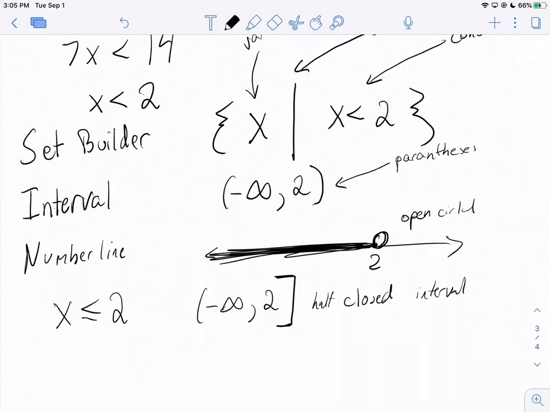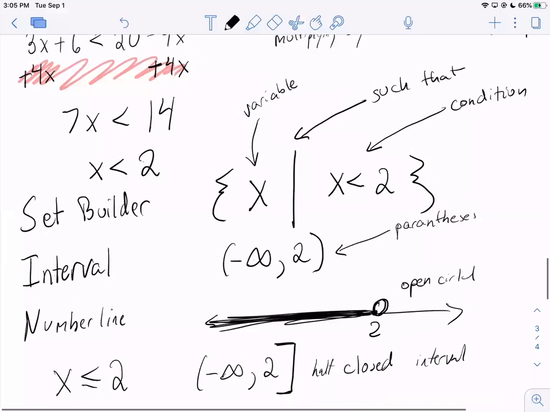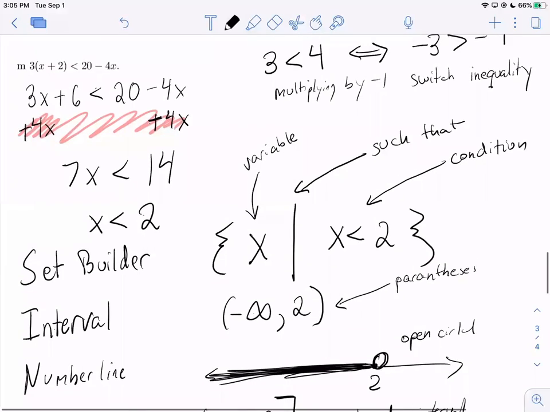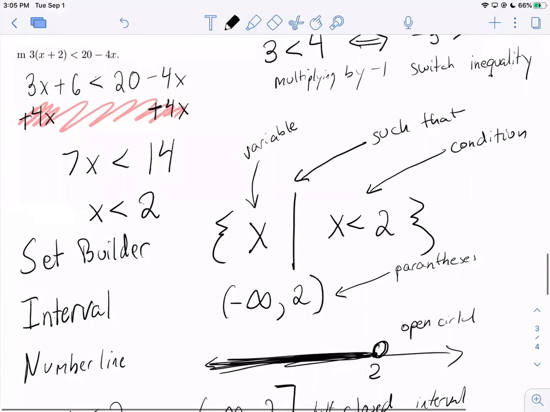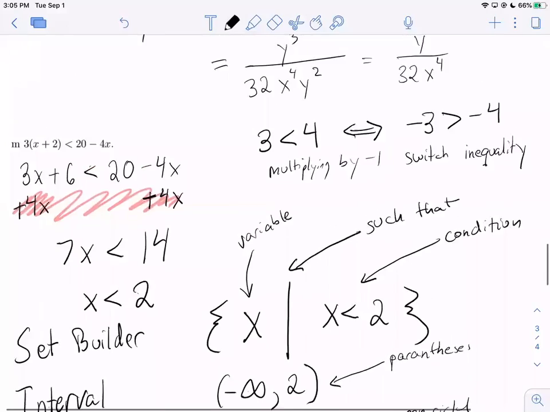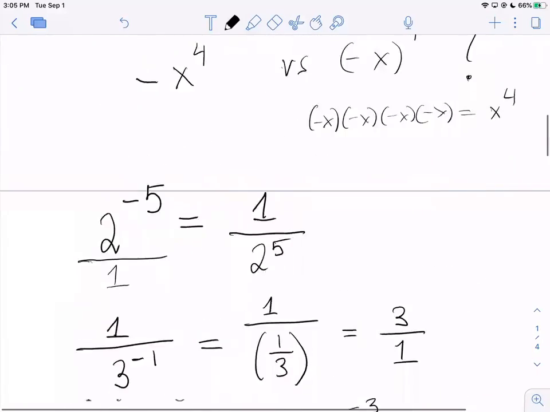And when you have an interval that goes off to infinity, you can't close the door on infinity. So infinity, either negative infinity or positive infinity, will always have an open door, an open parentheses on it. So this is closed versus open ends of an interval. Okay, any questions on number 3? All right, let's move on to number 4.